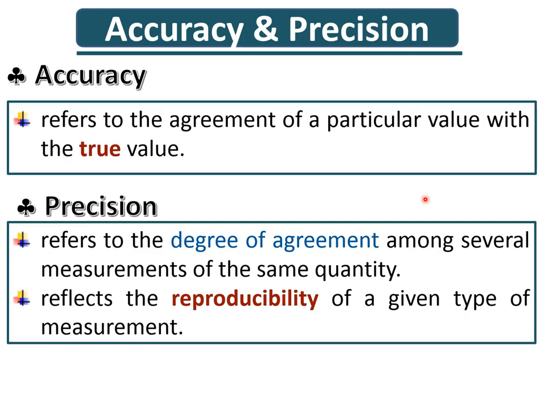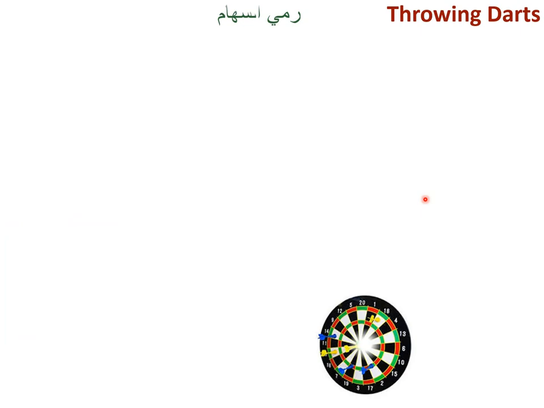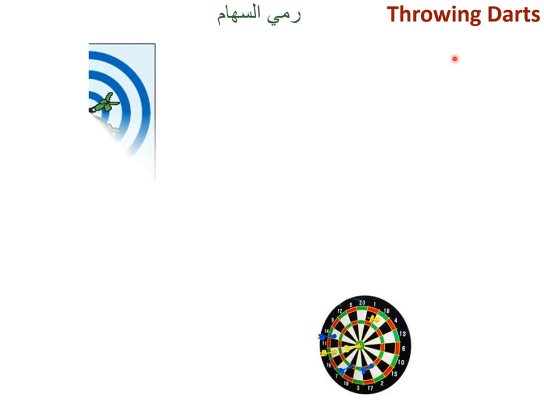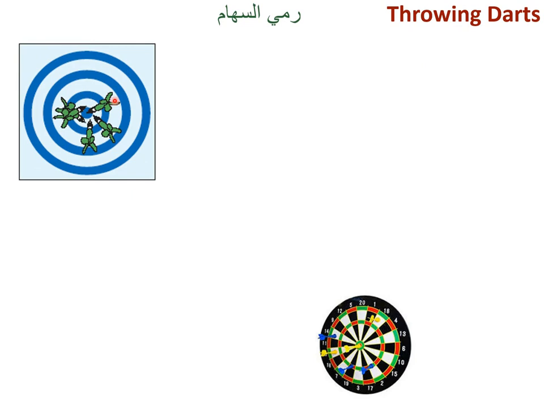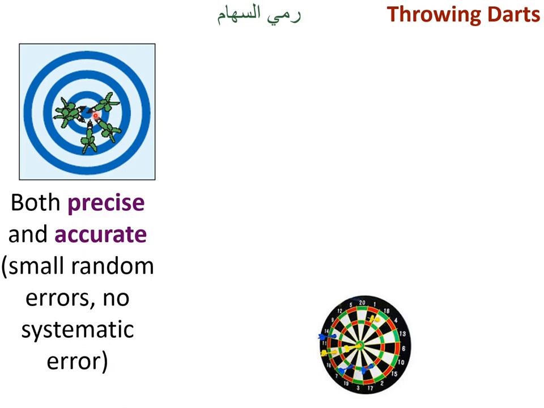This is an interesting example reflecting the difference between accuracy and precision. You remember this game of throwing darts, which appears here. If all the darts are trying to reach the target inside here, and they all agree together on getting the center of this chart, we say that they agree together in the results. So they are precise. And also, as they are targeting the correct position, they are also accurate.